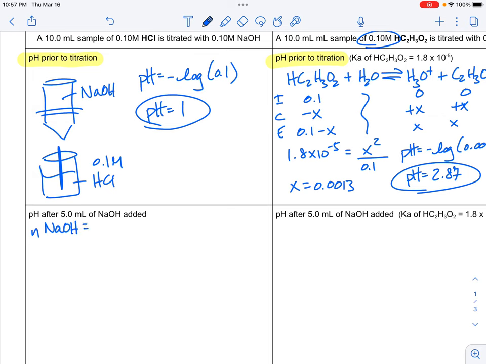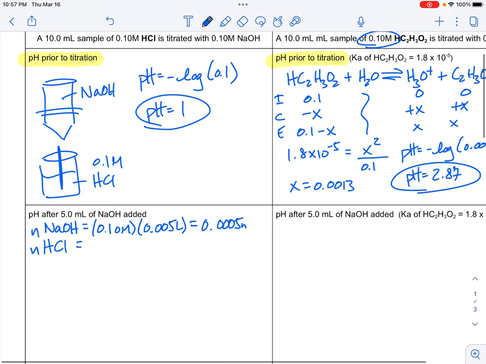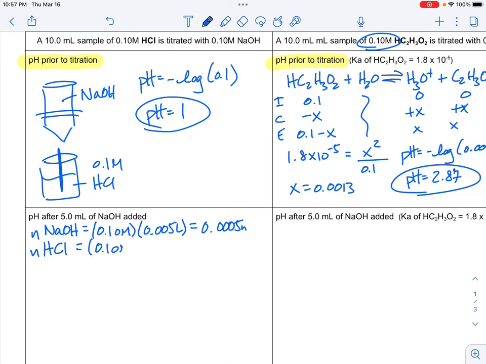So for our moles, we're going to take our molarity, 0.1 molar, times our volume in liters, so 0.005 liters. And so for our NaOH, we get 0.0005 moles of NaOH. And for our HCl, which is what's in our beaker, both are 0.1 molar, but we have 10 milliliters in there, so 0.010 liters. So we have 0.0010 moles of HCl.